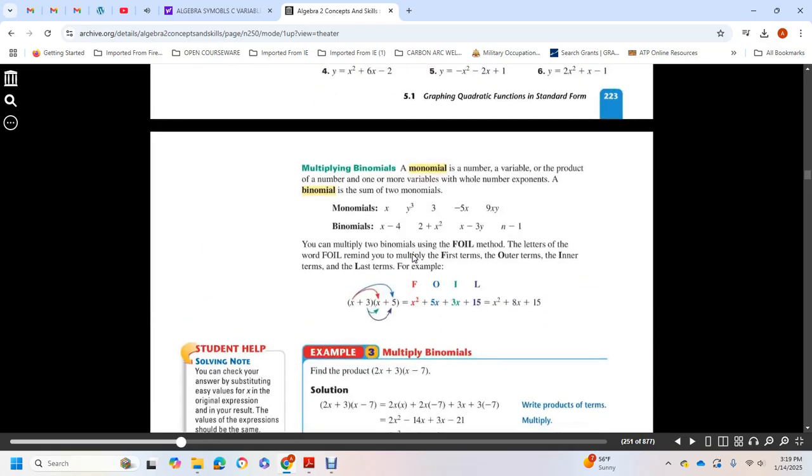Multiplying binomials. A monomial is a number, a variable, or a product of a number and one or more variables with whole number exponents. A binomial is a sum of two monomials. Examples of monomials are x, y to the third, 3, negative 5x, and 9xy. Binomials would be x minus 4, 2x plus x squared, x minus y, and n minus 1. You multiply two binomials using the FOIL method. The letters remind you to multiply the first terms, outer terms, inner terms, and last terms, for example.